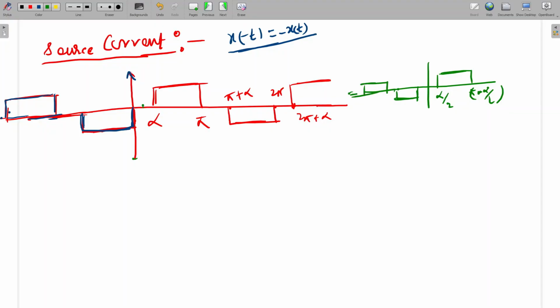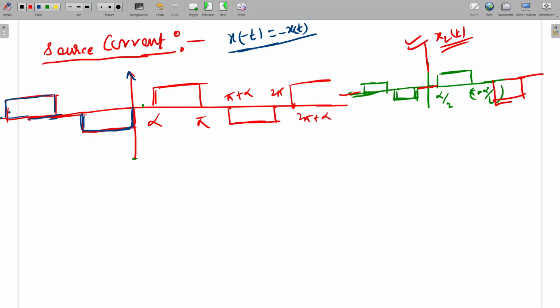Now if we apply odd symmetry, x of minus t, this will go to the top. So here to here and here to here distances are equal. Now it is a symmetrical waveform. Let's say this is x2 of t. We can say that this will follow half wave and odd symmetry. Is this waveform clear?